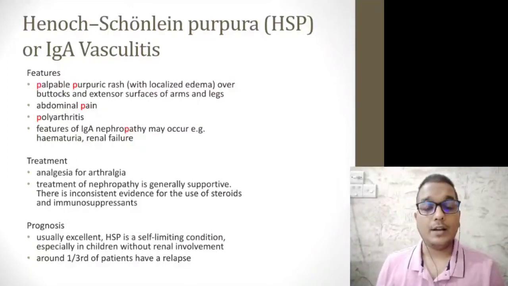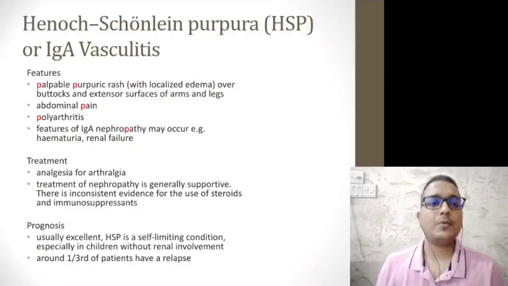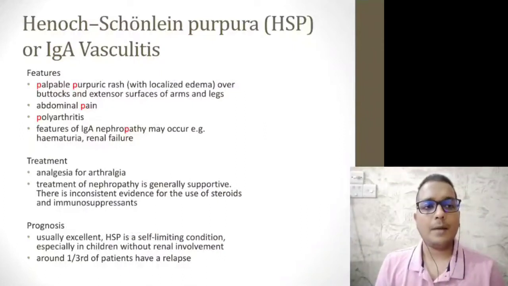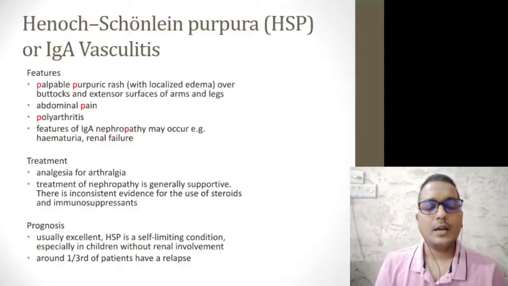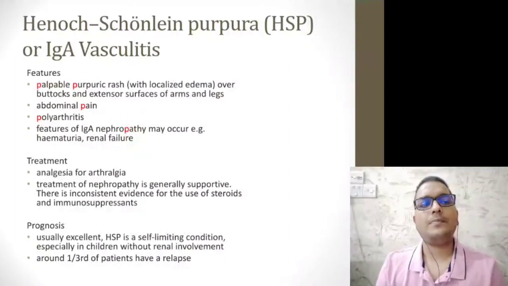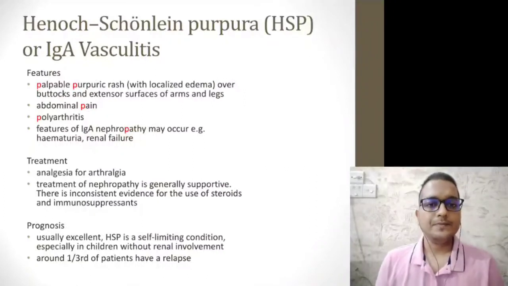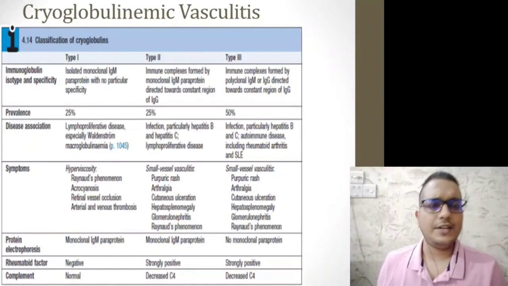And I remember Henoch-Schönlein purpura by the P disease, because there is purpura, the palpable purpuric rash, there is pain, abdominal pain, there is polyarthritis, then there is nephropathy, IgA nephropathy. So these are the P's we need to remember for Henoch-Schönlein purpura. The treatment is symptomatic, and the important thing is the prognosis is usually good. In children, it usually gets self-limited. So this is all about HSP.